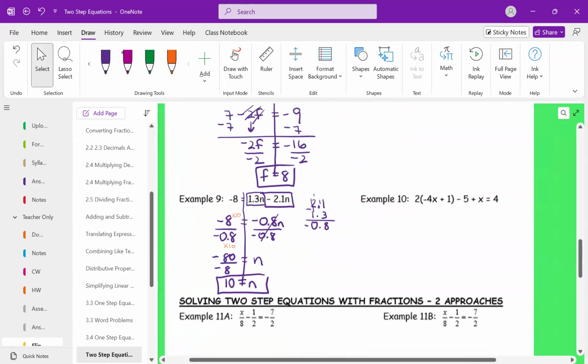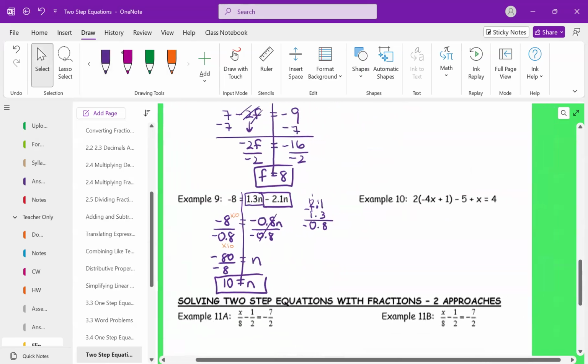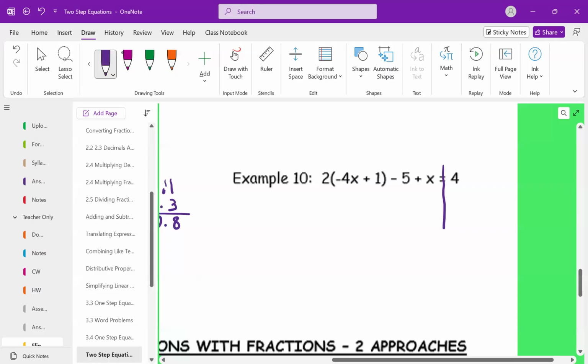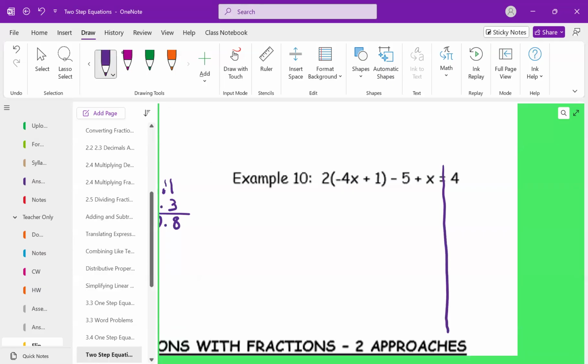All right. Example 10 looks a little bit complex, but we're just going to employ all the steps that we've seen already. So, line down our equal sign. First thing again, always have to get rid of the parentheses first. So we're going to distribute first. Let's make a quick note. Distribute first. And then we're going to combine like terms. And then finally, we'll use inverse operations. Those are always the steps.